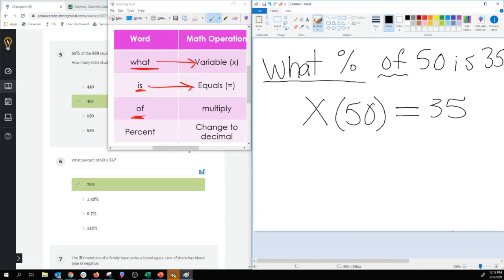So here, this is just a regular equation now. I have x times 50 equals 35. So to solve for x, I need to do some inverse operations. So I need to undo this multiplication. The opposite of multiplication would be division. Perfect. So I'm going to divide both sides by what number?